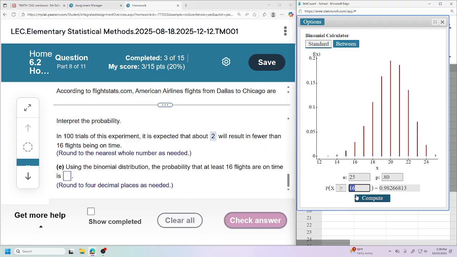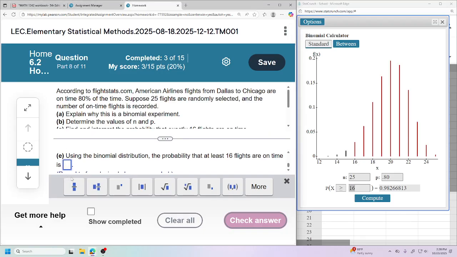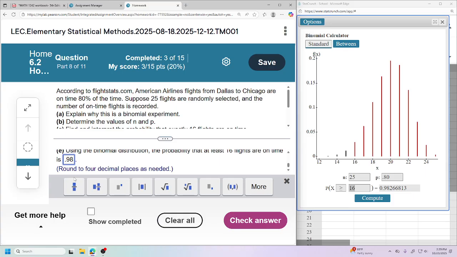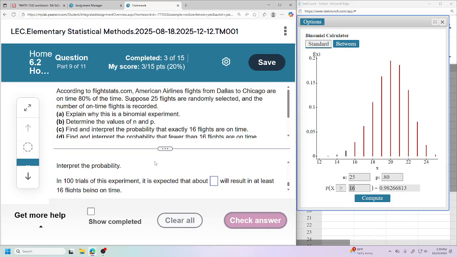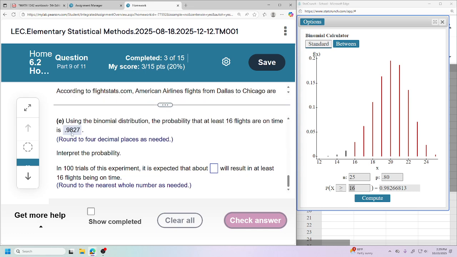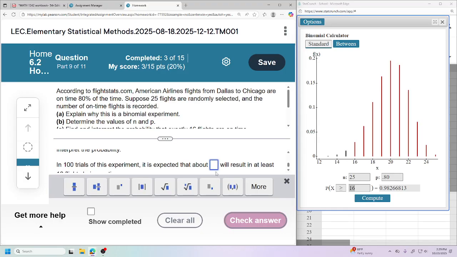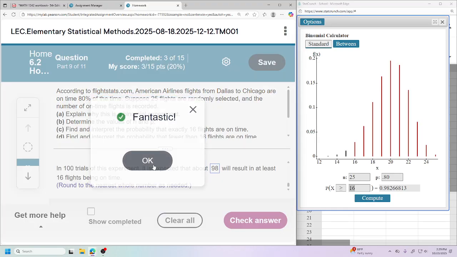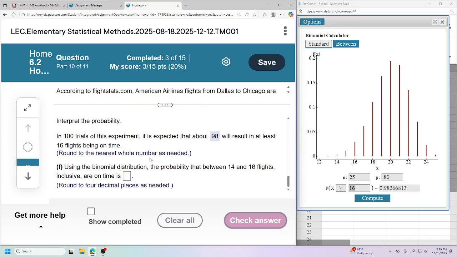Greater than or equal to 16. We got a number. 9827. And so if I take 98 and I shift it 2 decimal places, I get 98. Wow. Now it says between. Okay, now hold on. There's a button for that, right? See up the top it says between?